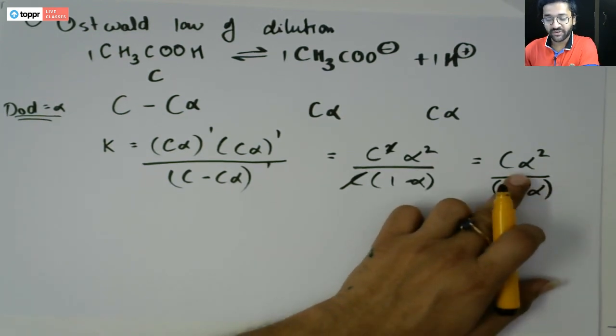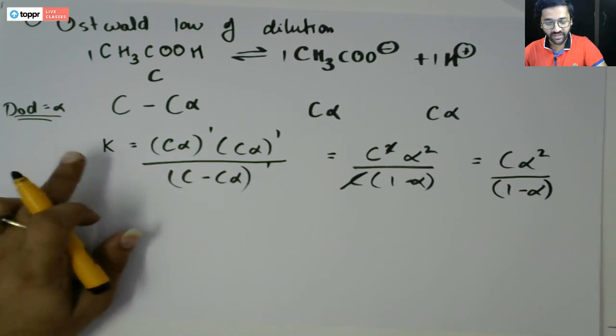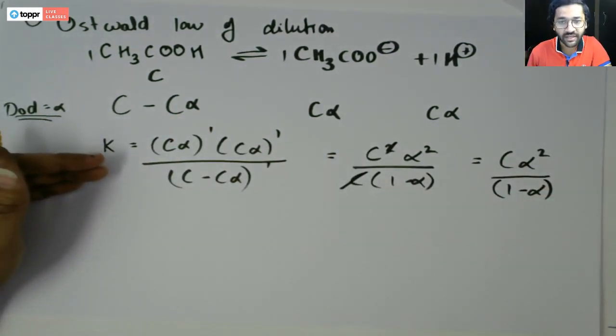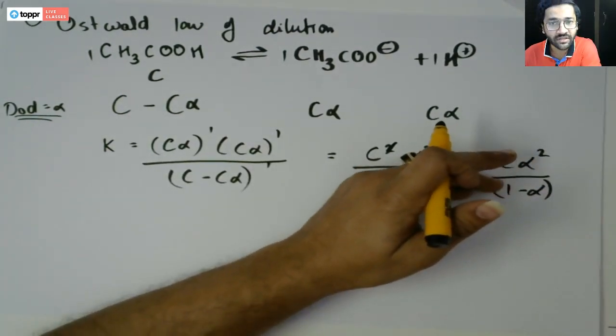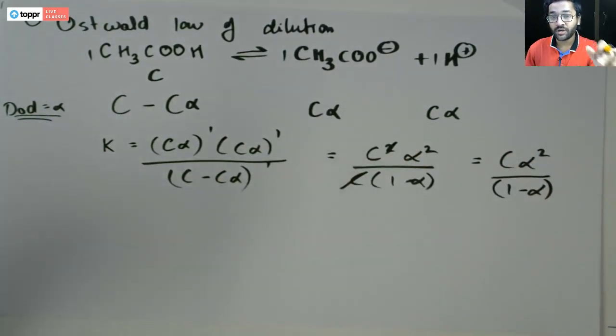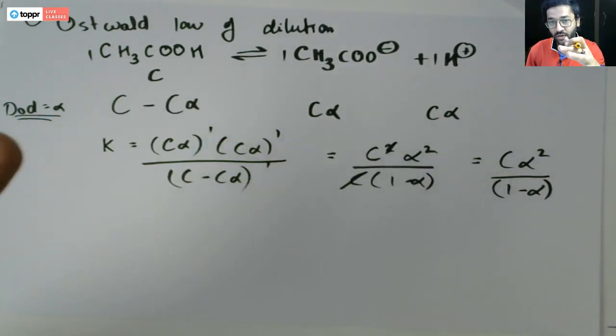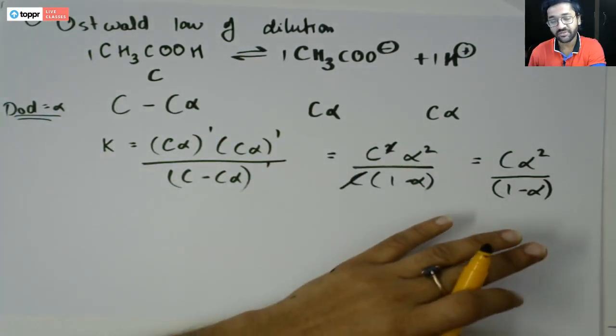When this is neglected, we can directly calculate the value of alpha if K is given. If K is not given but alpha is given, we can calculate K, and if K and alpha are given, we can calculate the value of C. But this is only possible when alpha is very small as compared to 1, so it has to be below around 10%, then only it is possible.